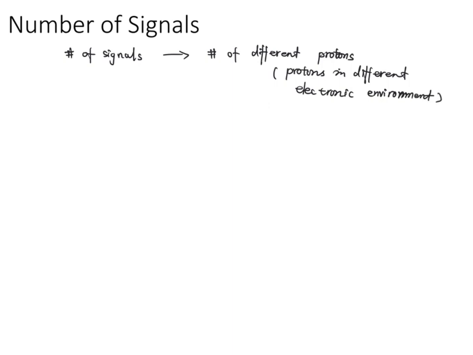Sometimes you will hear that protons with a unique electron environment are unique protons. And each proton that's unique from the others will give you a signal. If those protons are the same or identical in NMR, that means their electronic environments are the same. Sometimes you also hear the word chemically equivalent.